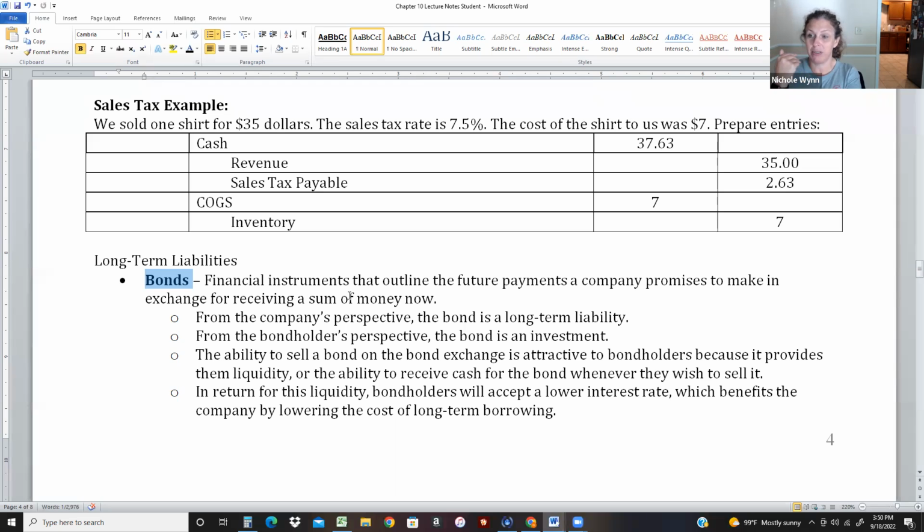So follow me through the transaction. You gave me $1,000 today. Every 6 months, I'm going to give you $40. Every 6 months, you're going to get a check in the mail for $40. At the end of 5 years, I'll give you your $1,000 back. That's how a bond works.